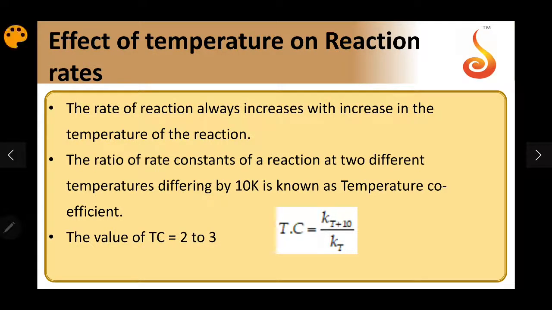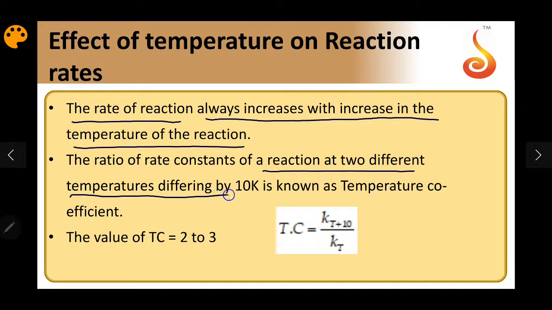Effect of temperature on reaction rates. The rate of a chemical reaction always increases with increase in temperature. There is no exception for this. Every chemical reaction shows a positive dependency of rate on temperature. The ratio of rate constants of the reaction at two different temperatures differing by 10 Kelvin is known as the temperature coefficient. For most reactions, the temperature coefficient value will lie between 2 and 3. So the temperature coefficient is given by k at T plus 10 divided by k at T.